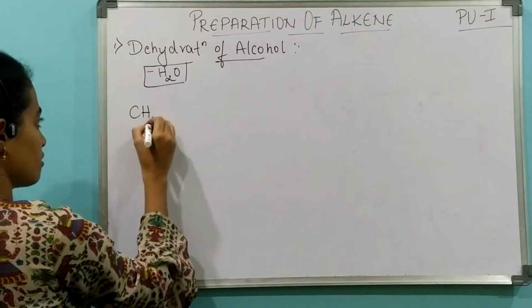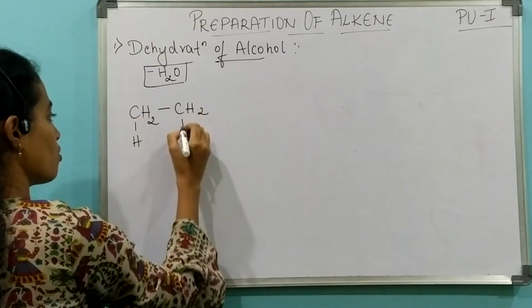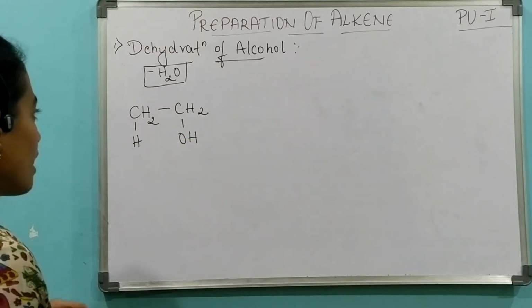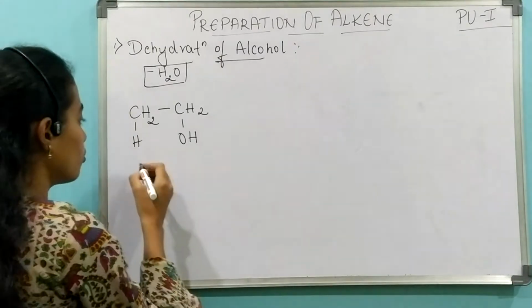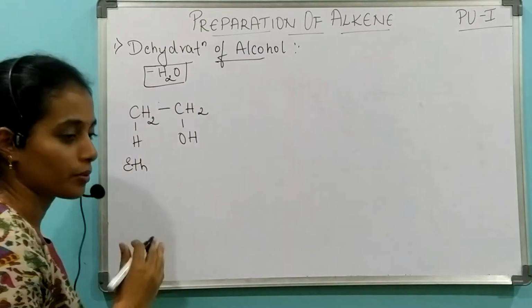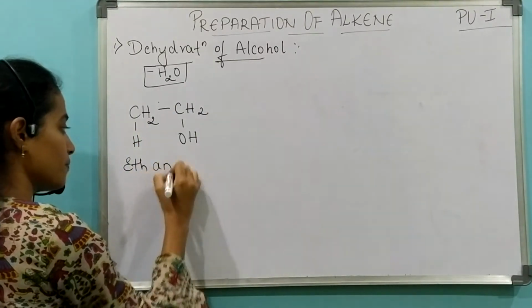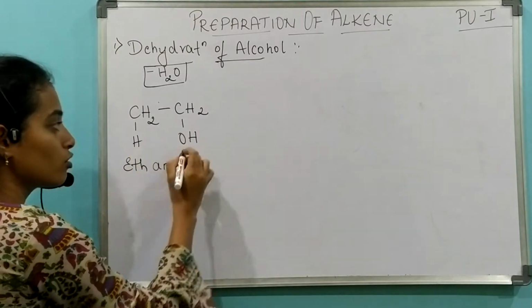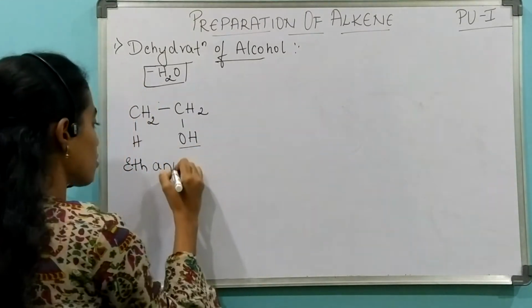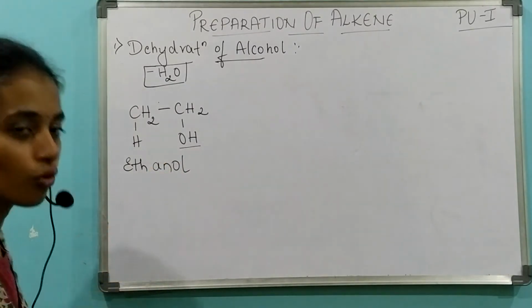So I will be taking the first example, that is CH3CH2OH. What is the IUPAC name of this compound now? Here we have two carbons, therefore the root word will be eth. We have a single bond between carbon and carbon, so the primary suffix will be ane. Here we have the functional group alcohol, so the secondary suffix we will be using is ol. So here I have taken the compound ethanol.